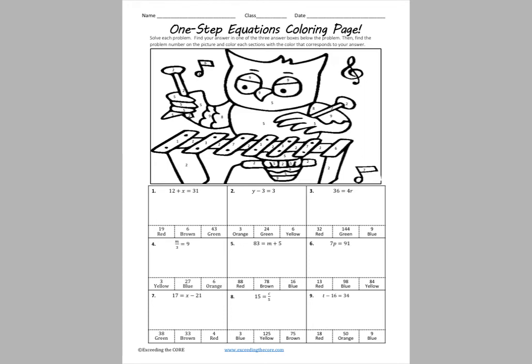So let's look at, I'm going to skip around. Let's go to number 4. If I look at number 4, I have m divided by 3. Well, I need to get m by itself, so I need to multiply by 3 to cancel that out, and I'm left with m. It's a horrible m, I'm sorry. Now whatever I do on one side of the equation, I have to do the other. So I'm going to multiply by 3. 9 times 3 is 27. So m equals 27.